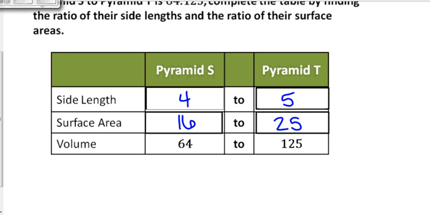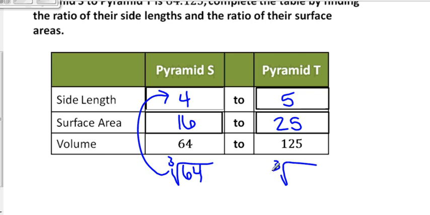Okay, so for our side lengths, you should have had 4 to 5. For our surface area, you should have had 16 to 25, because the volume was 64 to 125. So here we would have taken our calculators and done the cube root of 64 to get this answer, and the cube root of 125 to get this answer. And then you square these answers, so you square the 4 to get there, and you square the 5 to get to the 25.